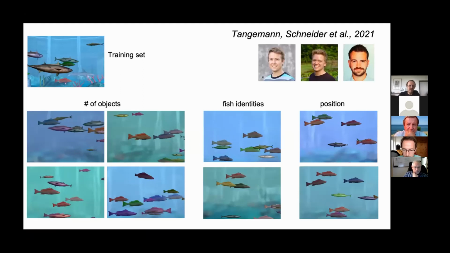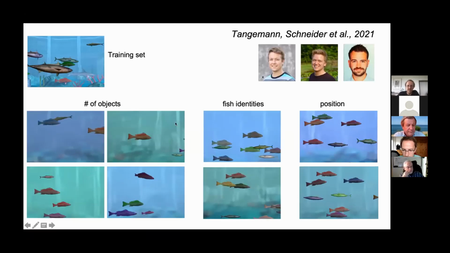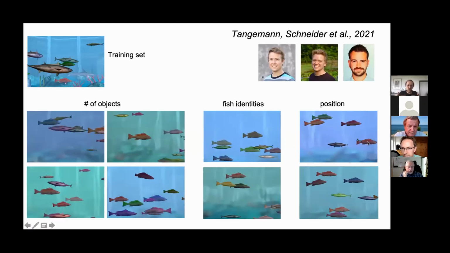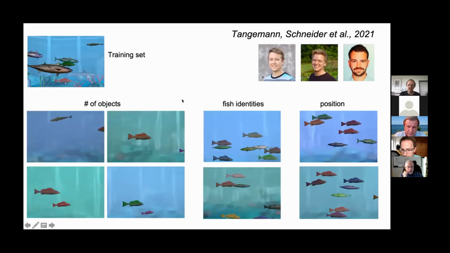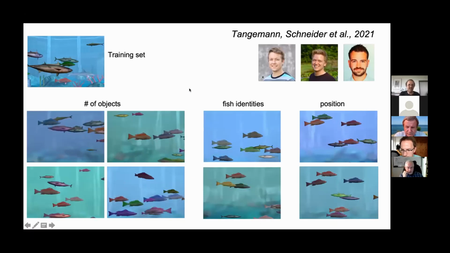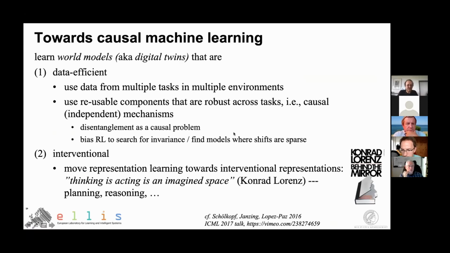And afterwards, we get a model where we can sample new scenes. We can intervene on things like the number of objects, the fish identities, the position of the fish, etc. So we get a causal generative forward model for such scenes, which is automatically learned in an unsupervised way from this kind of data. So let me conclude, since I'm at the 50-minute mark now.